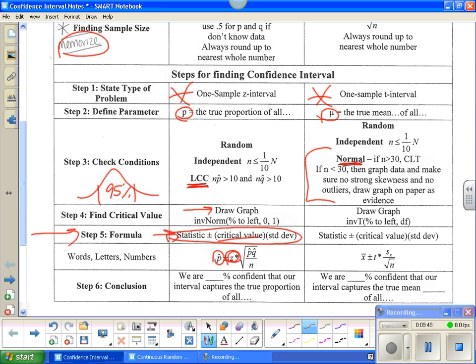If it's a mean, you go here. The statistic is going to be an X bar because we're talking about means. My T star, which is my critical value, I'm going to draw my graph, percent to the left. I just inverse T, percent to the left. Who is he?